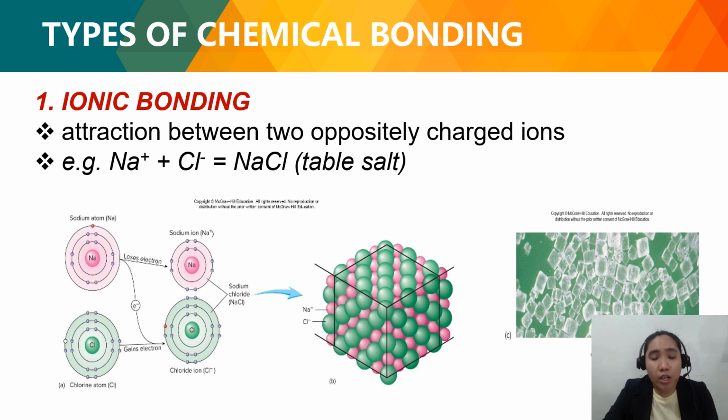The first one is your ionic bonding, wherein there's attraction between two oppositely charged ions. So the classic example would be your table salt, wherein your sodium is positively charged and then the chloride is negatively charged. So if you see here on the diagram, your sodium atom loses one of its electrons and binds to the chloride ion to form your sodium chloride. Okay?